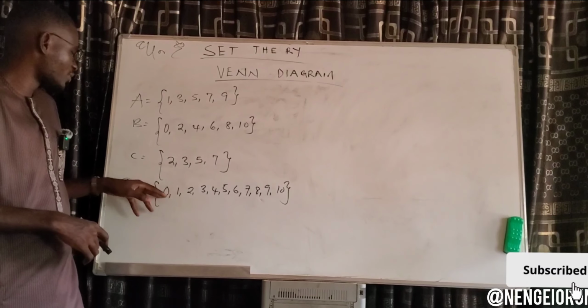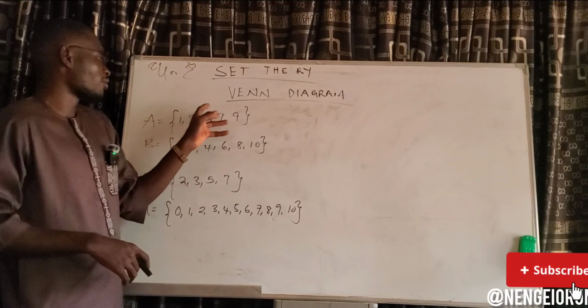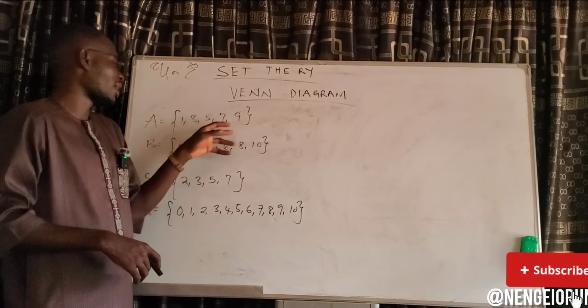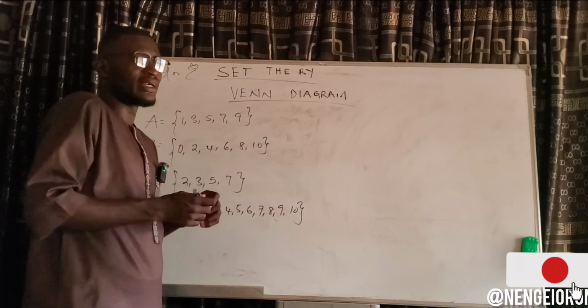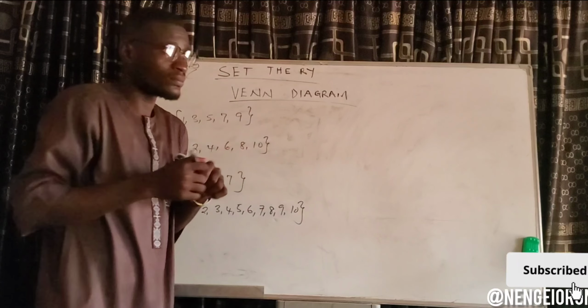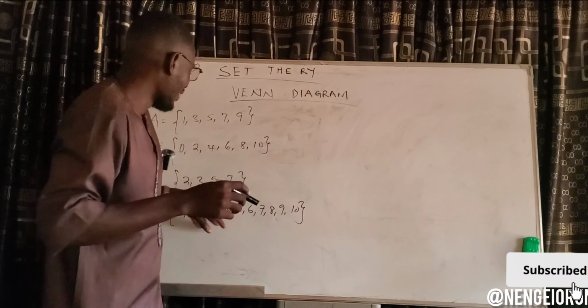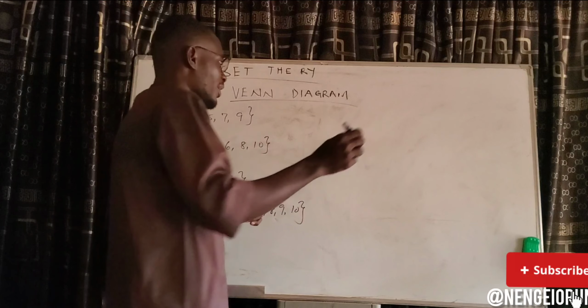The universal set is from 0 to 10. Set A is 1, 3, 5, 7, 9, set B, set C. Now, how can you represent this in a Venn diagram? To do that, you know that the universal set is being represented with a rectangular shape, a big rectangle.